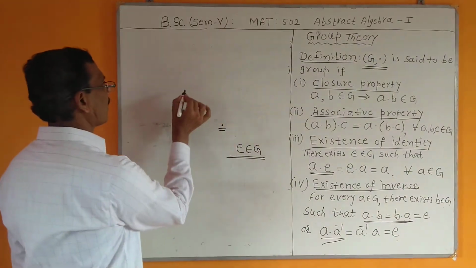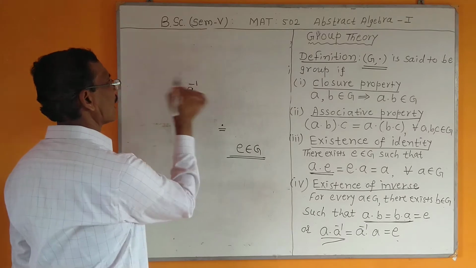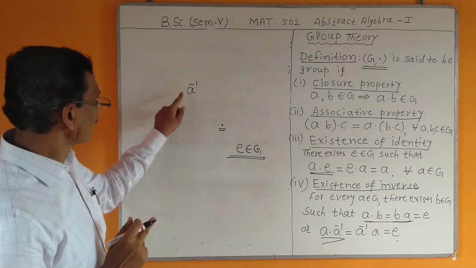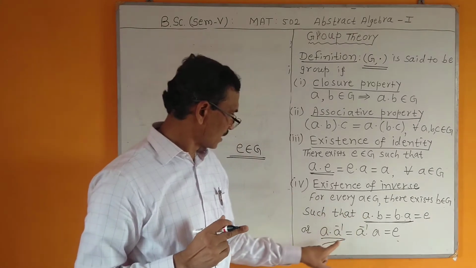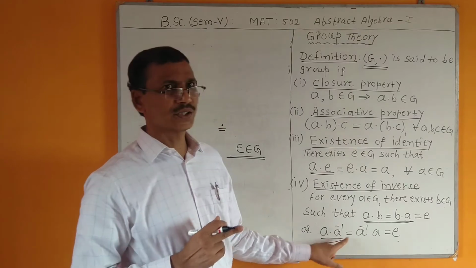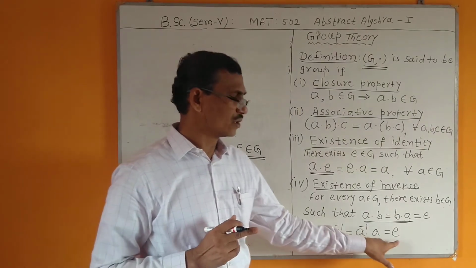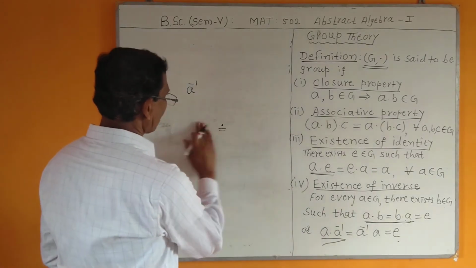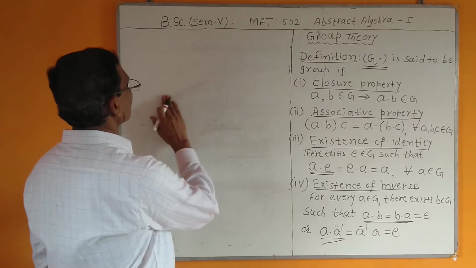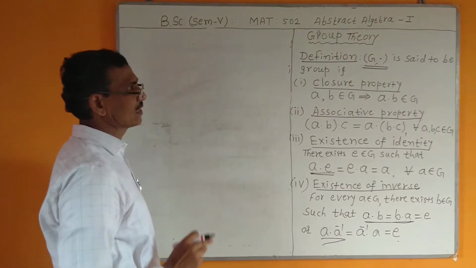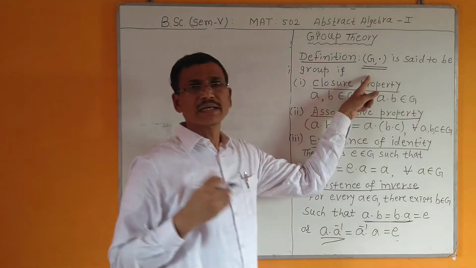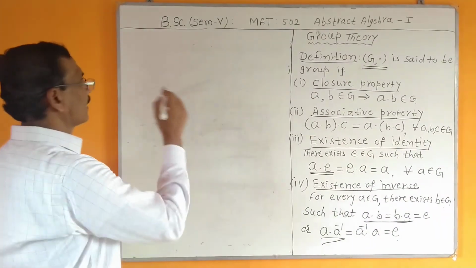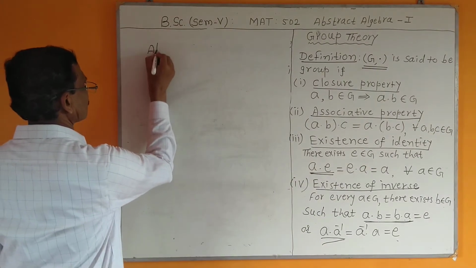The inverse of element a is denoted by a inverse, and using this notation, this condition changes to a dot a inverse is equal to a inverse dot a is equal to e. Now here we have not considered the commutative property. If these four properties are satisfied, then the algebraic structure (G, dot) is called a group with respect to binary operation dot.